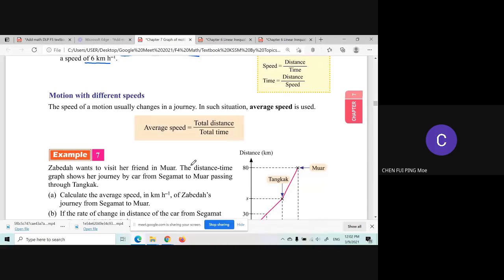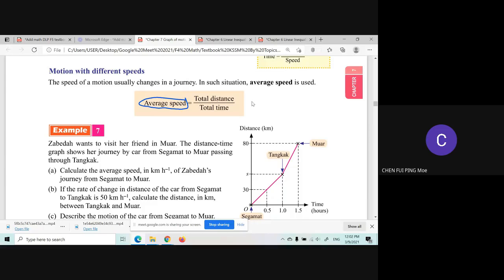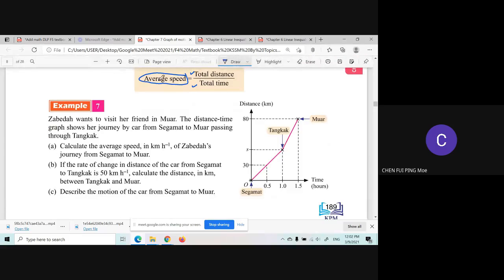So, motion with different speed. What happens if you have motion with different speed like this? They will ask you, in cases where the speed of motion changes during the journey, we use average speed. Average speed means total distance divided by total time. This formula you need to memorize.